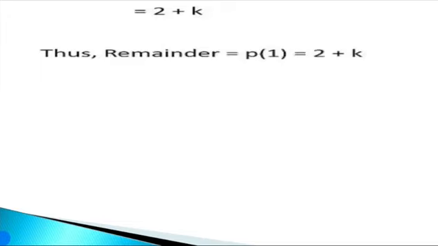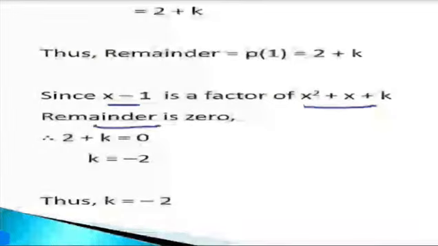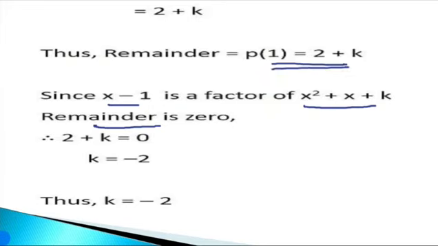In the question they said x minus 1 is a factor of p of x. That means the remainder is 0. If it is a factor of p of x, definitely the remainder is equal to 0. So here we get the remainder as 2 plus k. So we are going to equate this 2 plus k to 0. Then we can find the value of k. We get the value of k as minus 2.